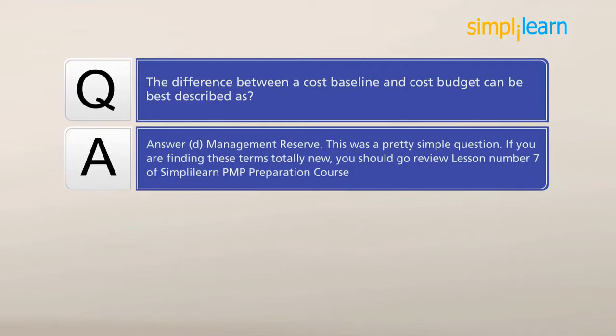If you are finding these terms totally new, you should go review lesson number 7 of the Simply Learn PMP preparation course. Now let's review the last project process group.